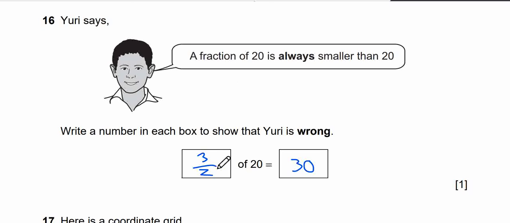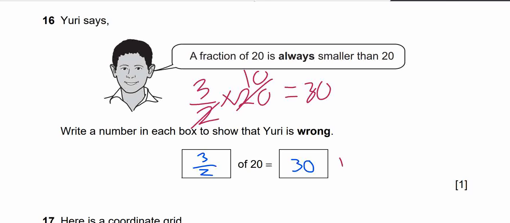So we can write a number greater than 1, that is 3 over 2 is greater than 1, of 20, then with the times we'll get an answer that is greater than 20, so 3 over 2 times 20. So we cross this one, become 10, 3 times 10 is 30, that is greater than 20. Right, so Yuri is wrong.